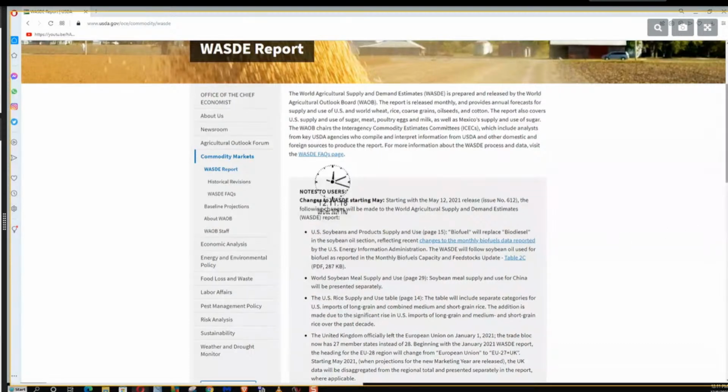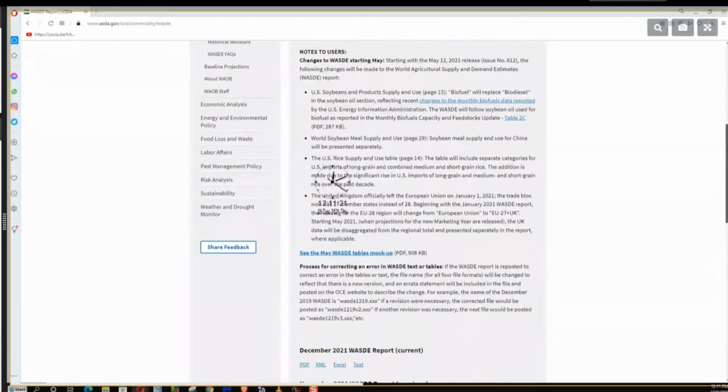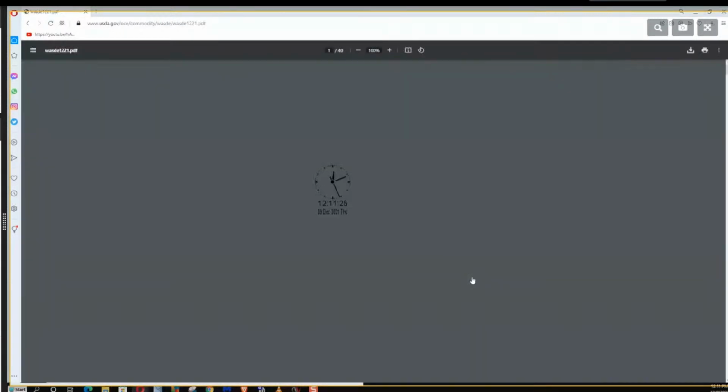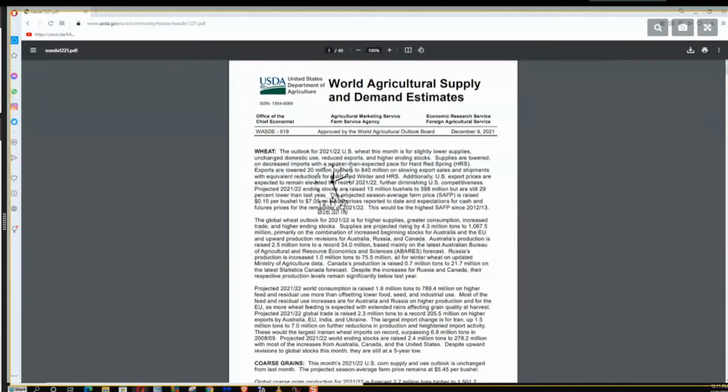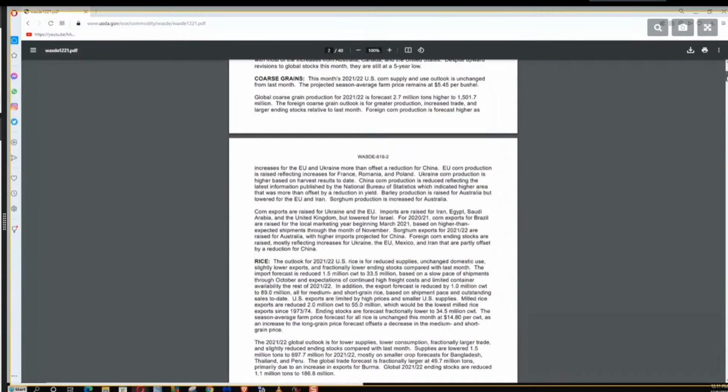But this is the report. Obviously they know the report before it comes out. It's just released at a certain time. There's probably some people that know what's going on. So this is the actual report from today, if you want to read it, 12/9/2021.